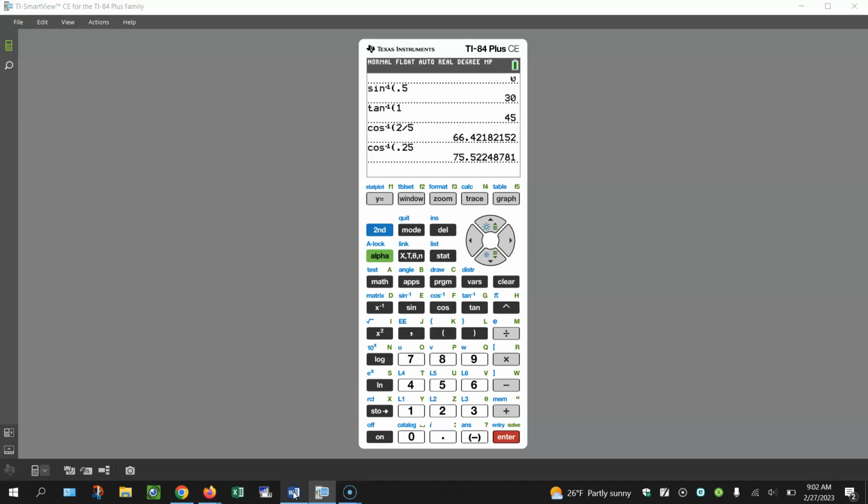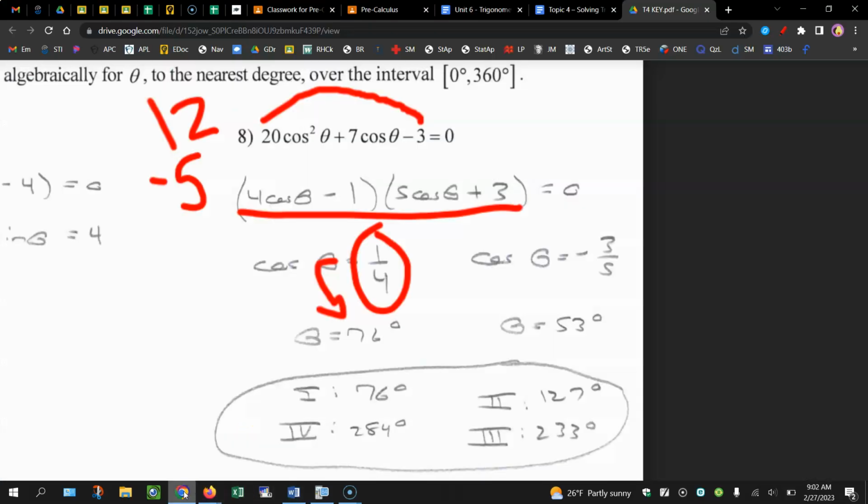Somewhere on here I have a mistake. I know I do. I just don't remember which question. Maybe I'll find it in a minute. So in quadrant 1, this is positive, so 76. In quadrant 4, 360 minus 76 is where the 284 comes from.